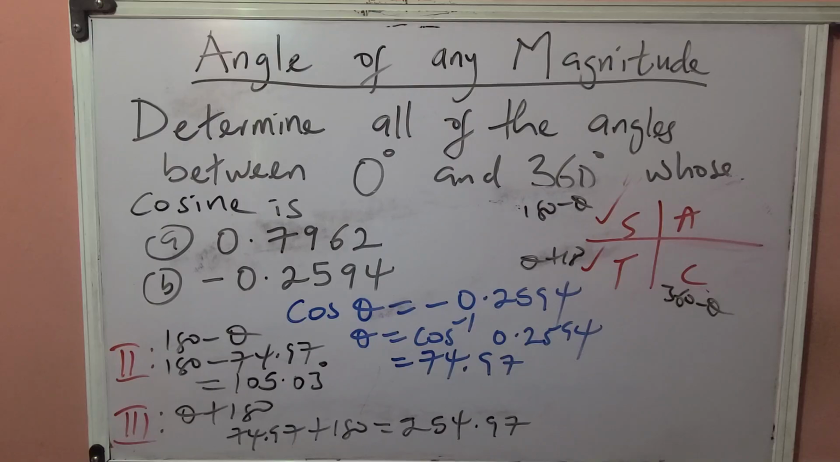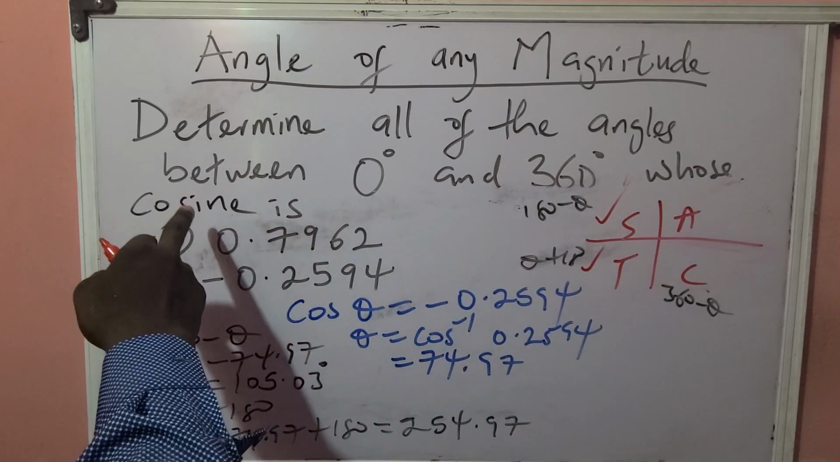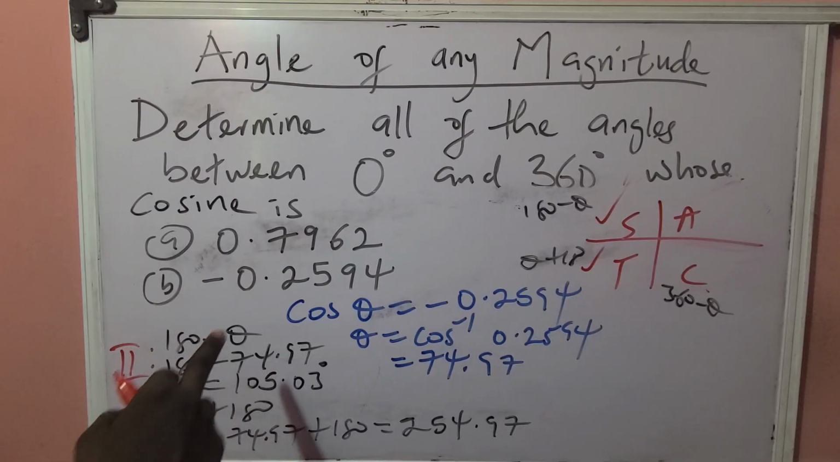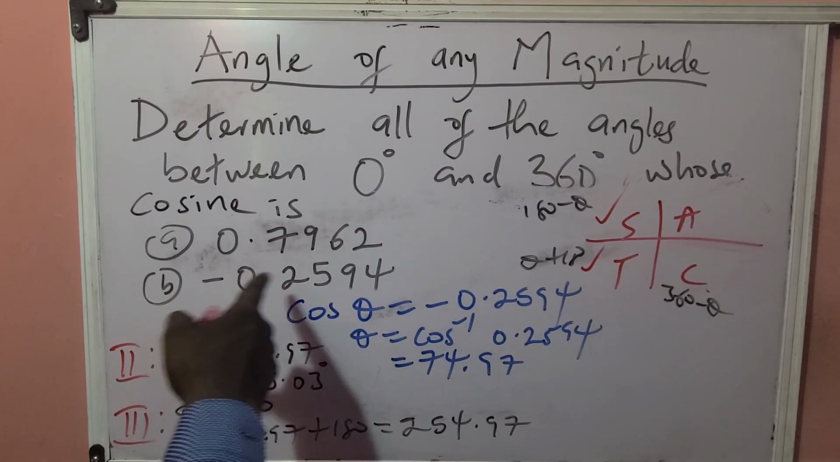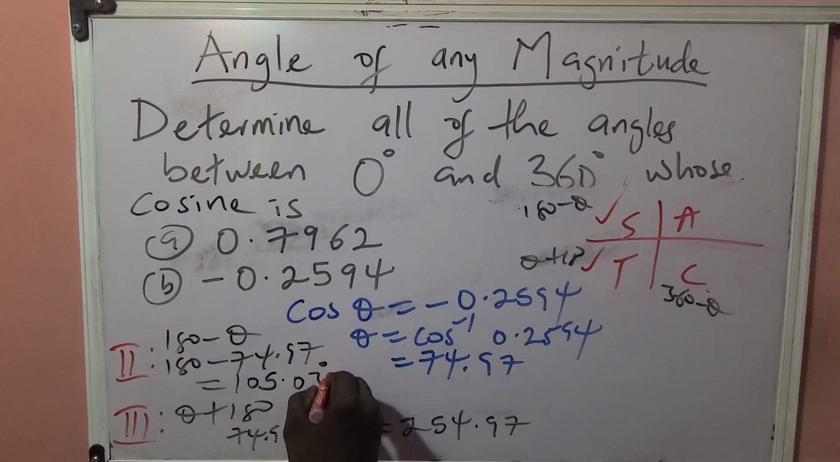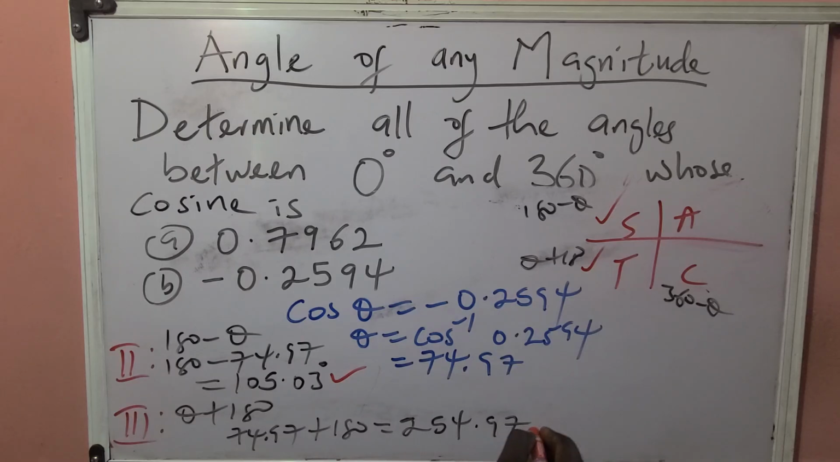So we can conclude now that the two angles between 0 degrees and 360 whose cosine is minus 0.2594 are 105.03 and 254.97. That gives us the final answer.